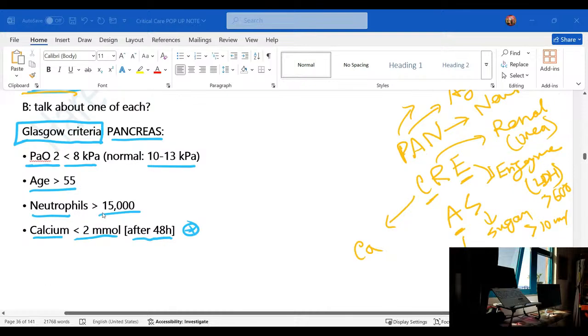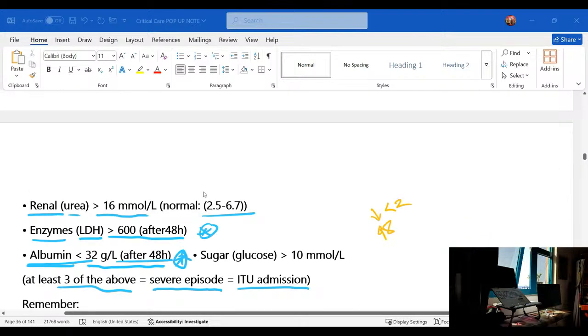Okay. Again, PANCREAS. Partial pressure of oxygen less than 8 kilopascal, age more than 55 years, neutrophil count more than 15,000, calcium less than 2 millimole after 48 hours, renal function: urea more than 16 millimole per liter. Enzyme: lactate dehydrogenase more than 600 after 48 hours.